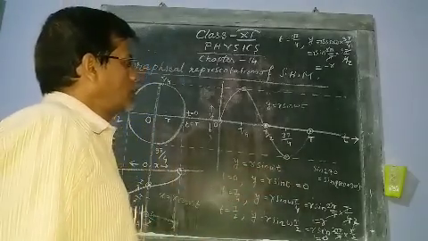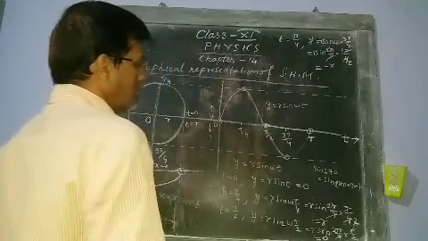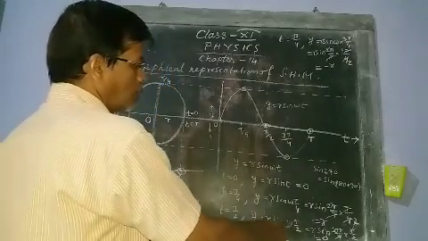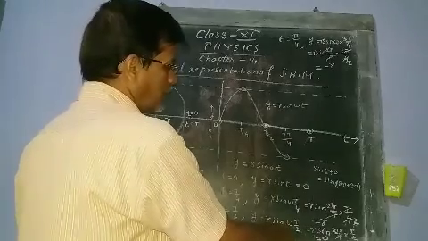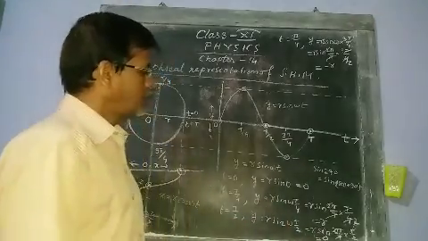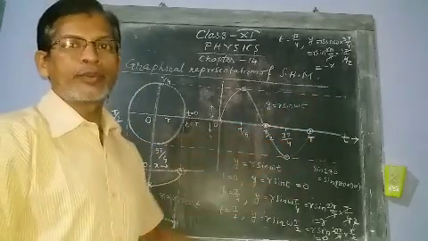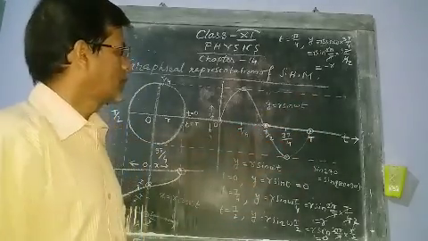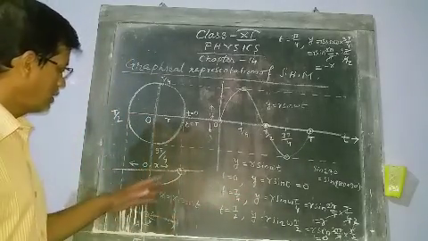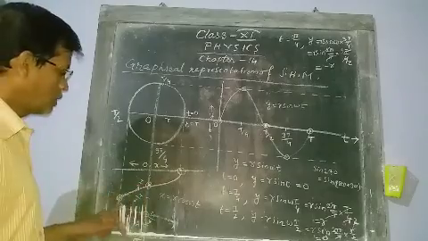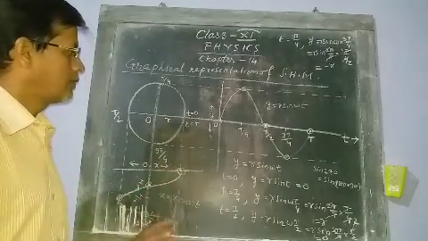And when you put t, then you will get sin pi, sin pi means 0, so it will be again 0. Clear? So this is the sine curve. In the same way you can check the cos curve also, like this way.